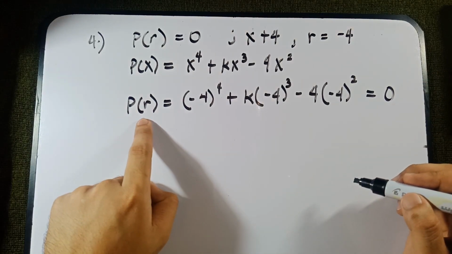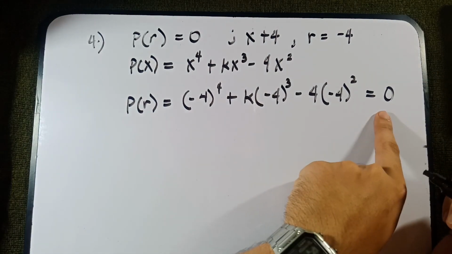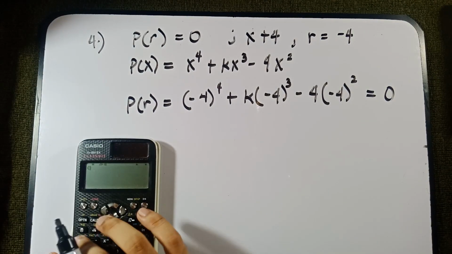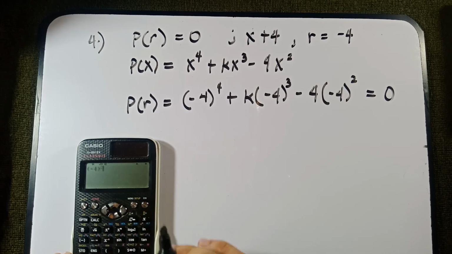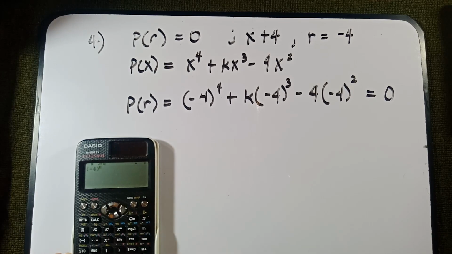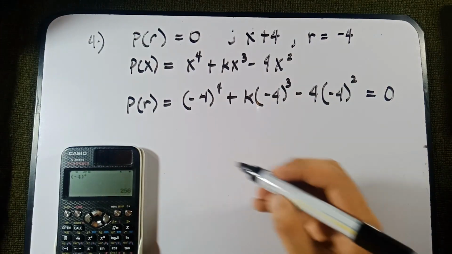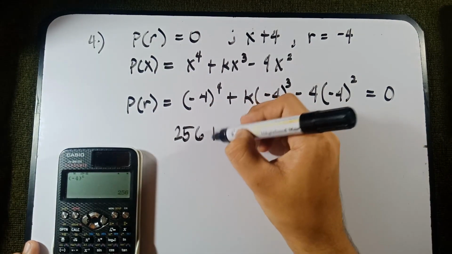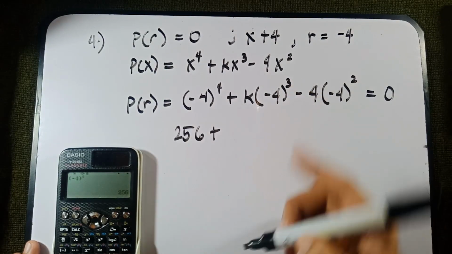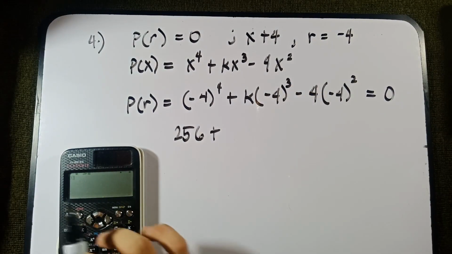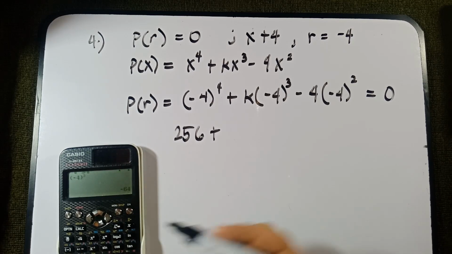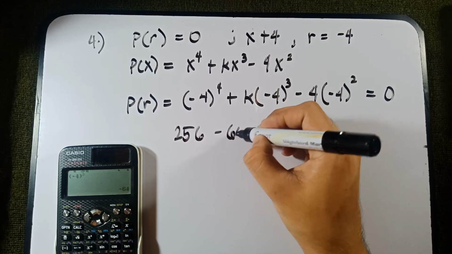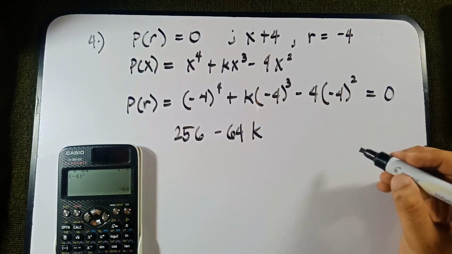Kasi nga, yung P of R ay 0, di ba? So, equal siya sa 0. Negative 4 raised to 4, calculate natin, ano? Negative 4 raised to 4 is positive 256. So, 256 plus negative 4 cube, that is negative 64. So, magiging minus na to. Minus 64 multiplied by k.